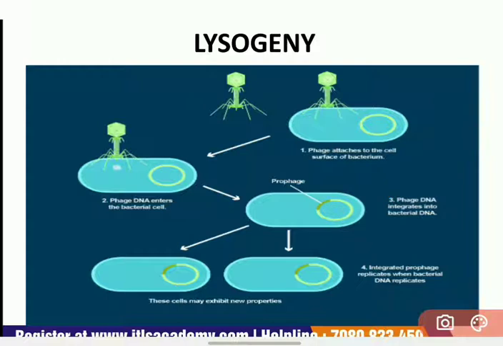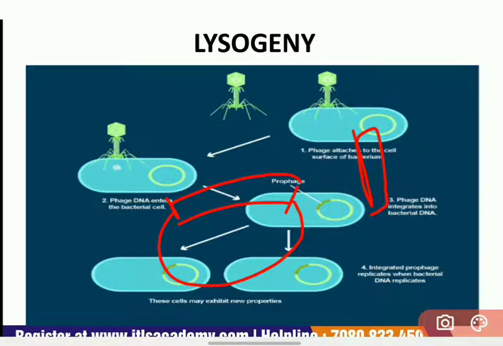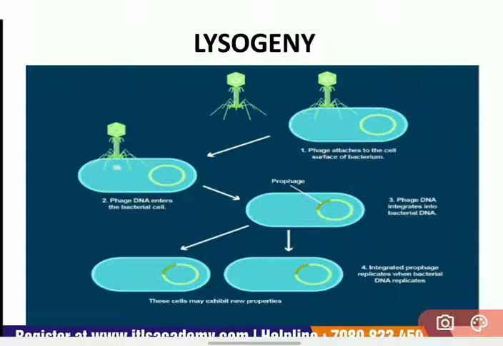Here, the phage does not multiply its DNA separately, it integrates into the bacterial genome. If this is the genome of the bacteria and this is the genome of the bacteriophage, then the genome of the bacteriophage will integrate into the bacterial DNA. After that, the integrated prophage replicates when the bacterial DNA replicates. It starts replicating with the bacterial DNA.